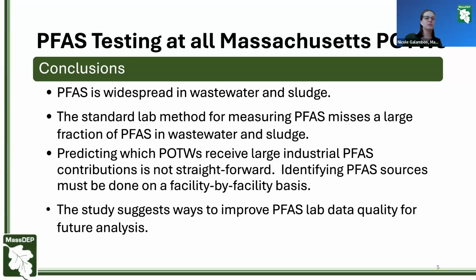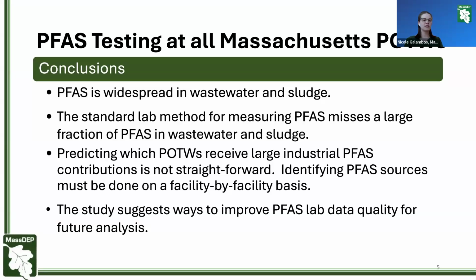Number 2, the standard method for measuring PFAS misses a large fraction of PFAS in wastewater and sludge. AOF results for influent and effluent samples were much higher than the PFAS results from method 1633. This is expected because AOF may capture PFAS compounds that are not analyzed using method 1633. Sludge samples had the most conversion of unmeasurable to measurable PFAS compounds after the TOP assay process, compared with influent and effluent.